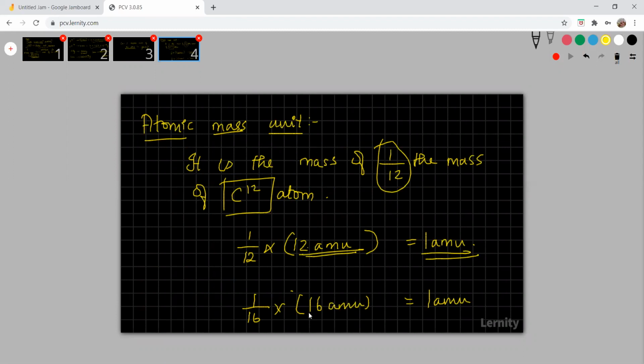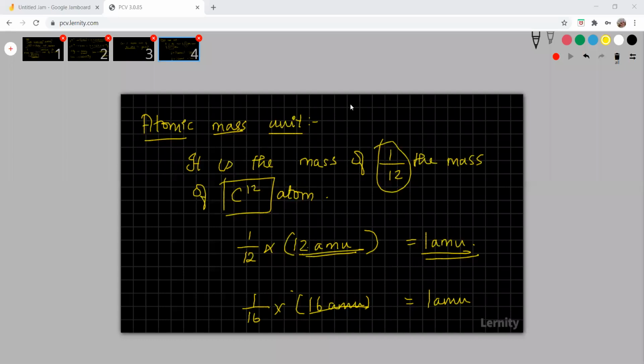So with oxygen's mass also you can say 1 by 16th the mass of one oxygen atom. One oxygen atom mass is 16 AMU, so 1 by 16th gives you again 1 AMU. Have I made it clear to you now? We use C specifically because the abundance of C is greater compared to other elements. It is one of the most abundant elements, either in the form of a compound or an element. It is found everywhere: rocks, cells, all organic matter. Most organic matter contains carbon. And also C is stable.